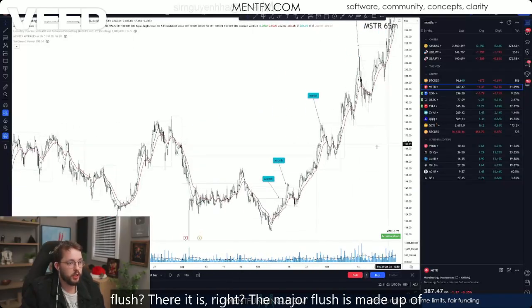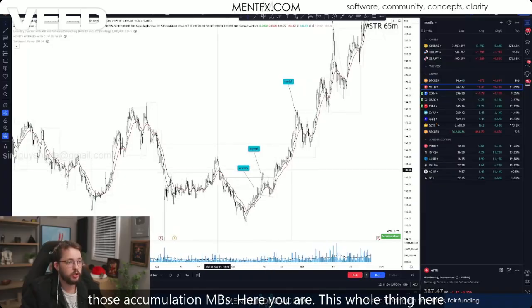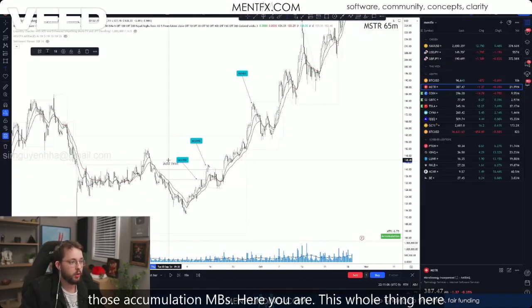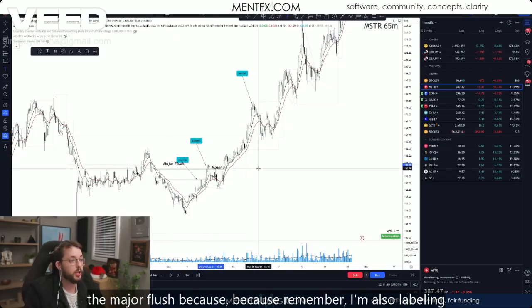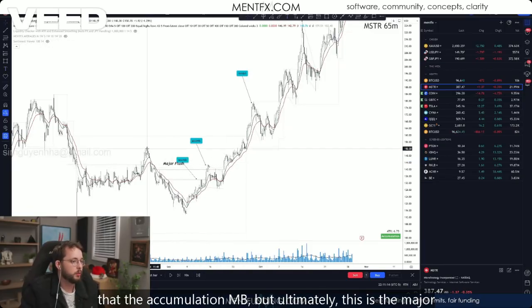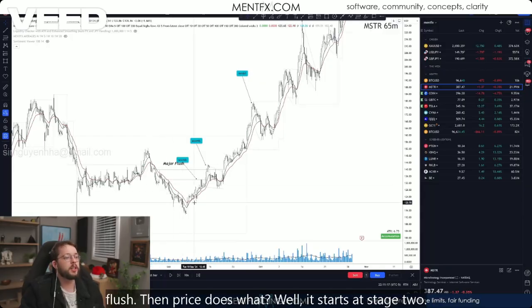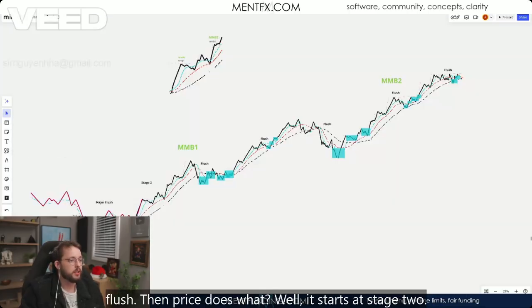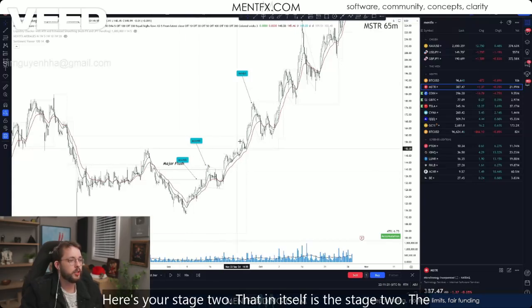So where's the major flush? There it is, right? The major flush is made up of those accumulation MBs. Here you are. This whole thing here was the major flush. You could even consider this as part of the major flush because remember, I'm also labeling that the accumulation MB, but ultimately this is the major flush. Then price does what? It starts to stage 2. Here's your stage 2. That in itself is the stage 2.